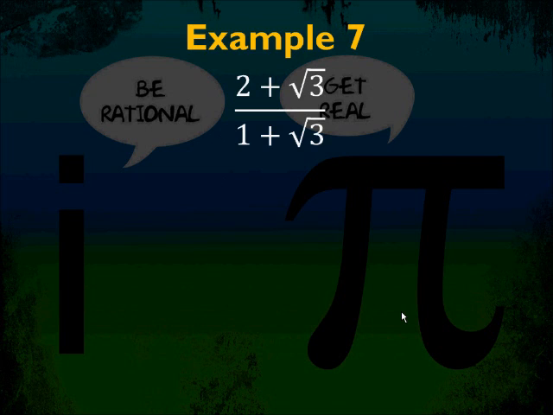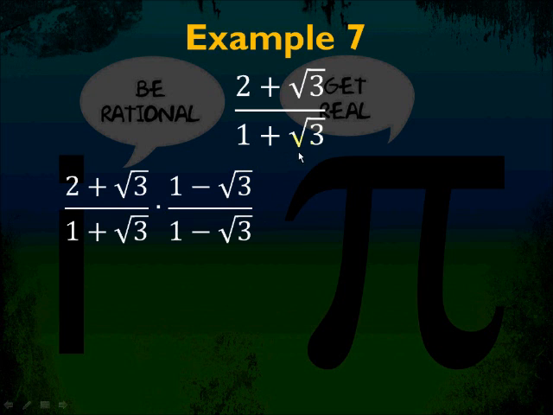Alright, now we have a radical in the denominator. Example 7, 2 root 3 over 1 plus root 3. The way to get rid of the radical is to multiply the denominator by its conjugate. So the conjugate of 1 plus radical 3 is 1 minus radical 3. So we have to multiply the top and bottom by the same thing. This will allow us to get rid of the radical in the denominator.